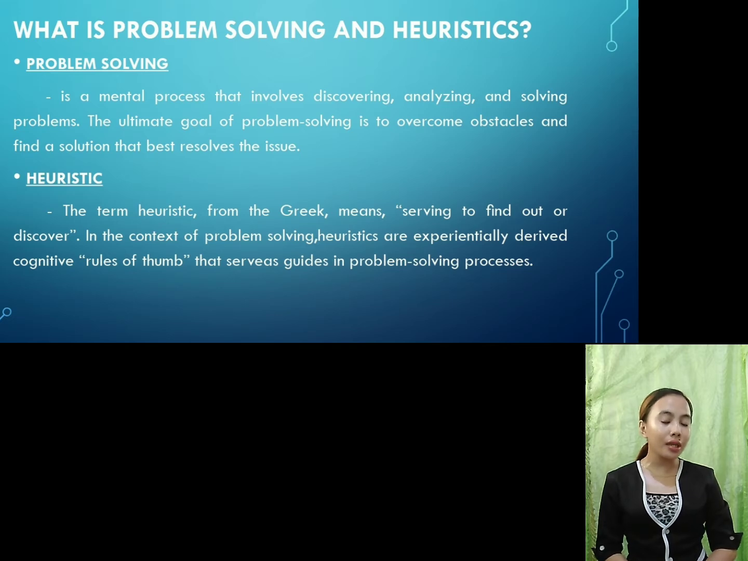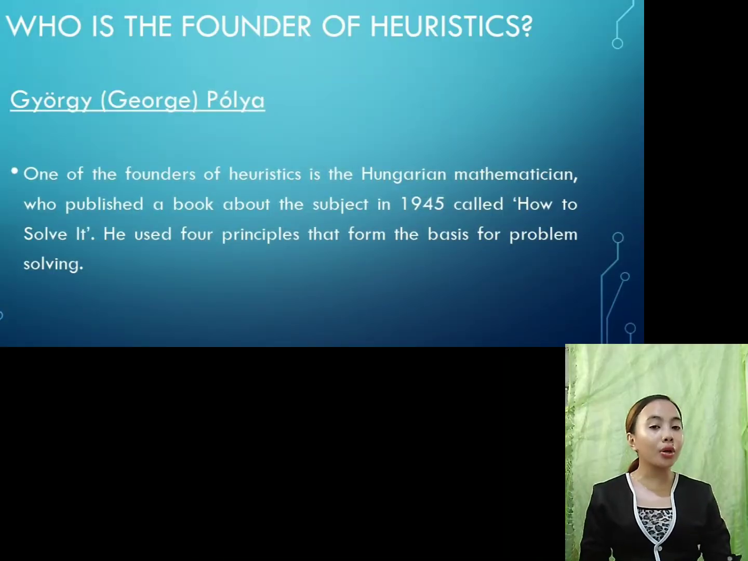And now, we tackle the founder of heuristics. The founder of heuristics is George Polya. He is one of the founders of heuristics, a Hungarian mathematician who published a book about the subject in 1945 called How to Solve It. He used 4 principles that form the basis of problem solving.